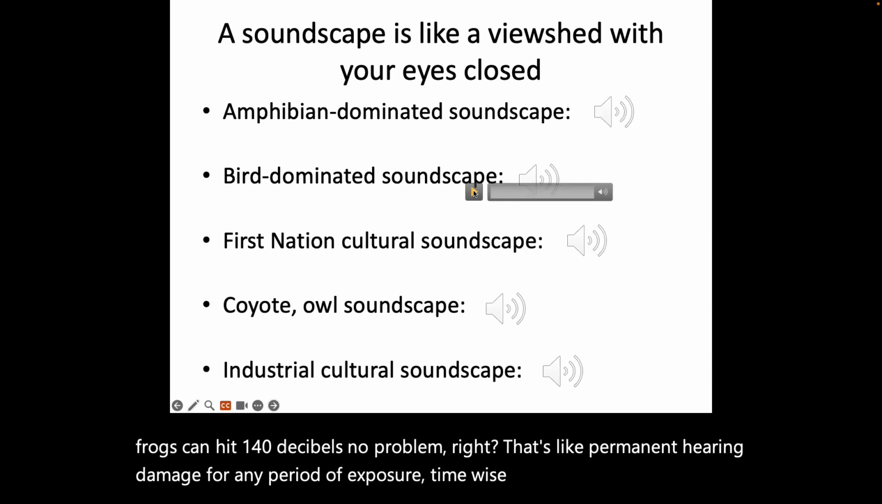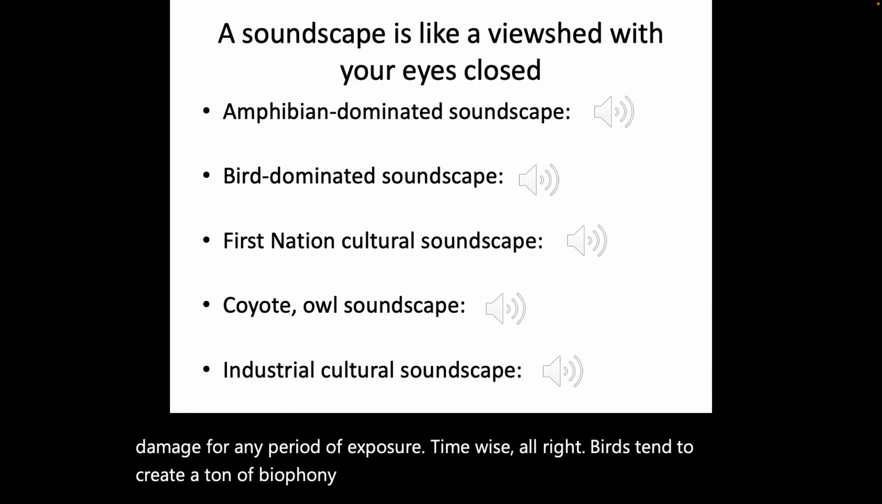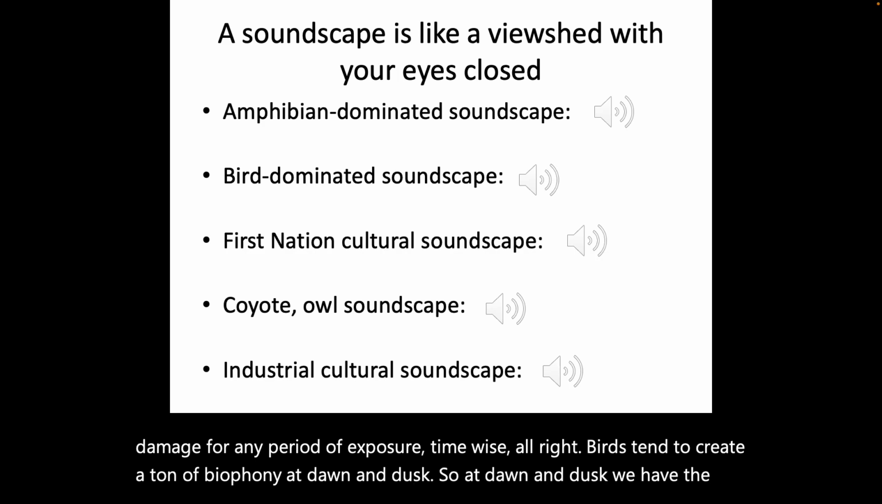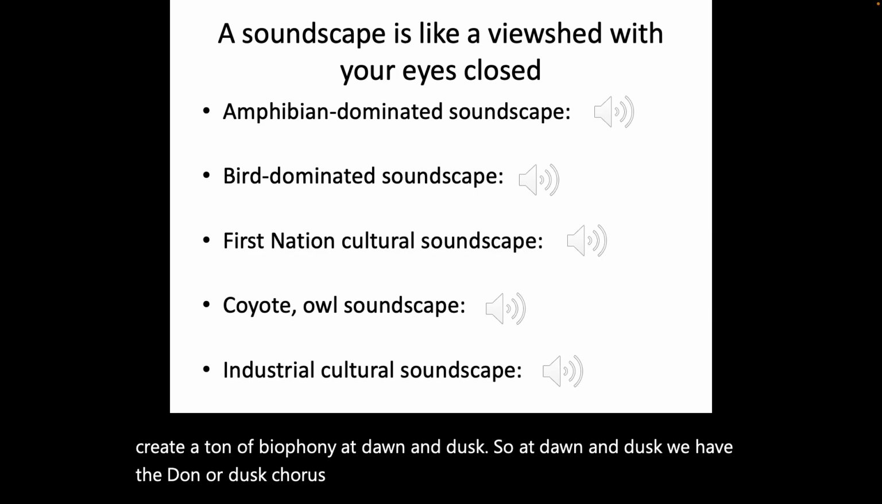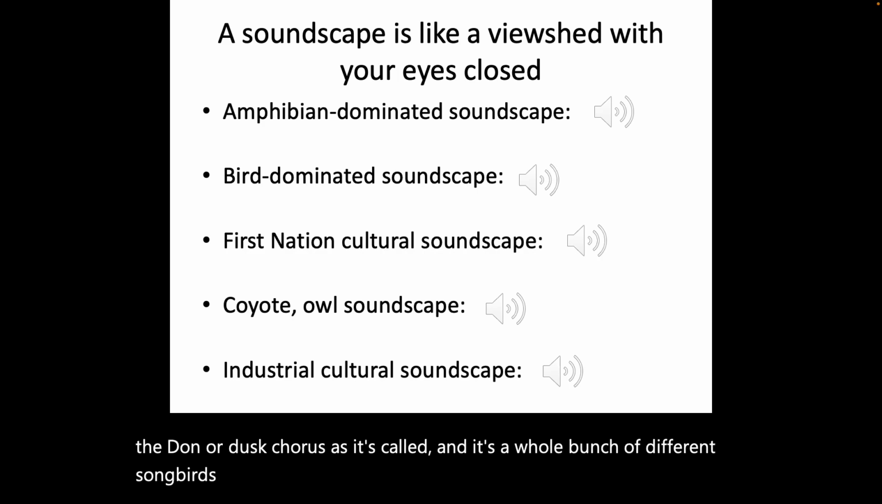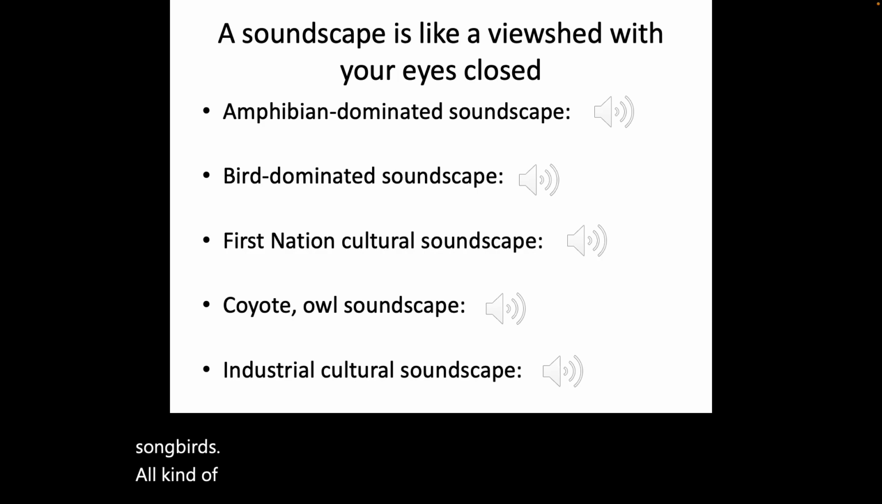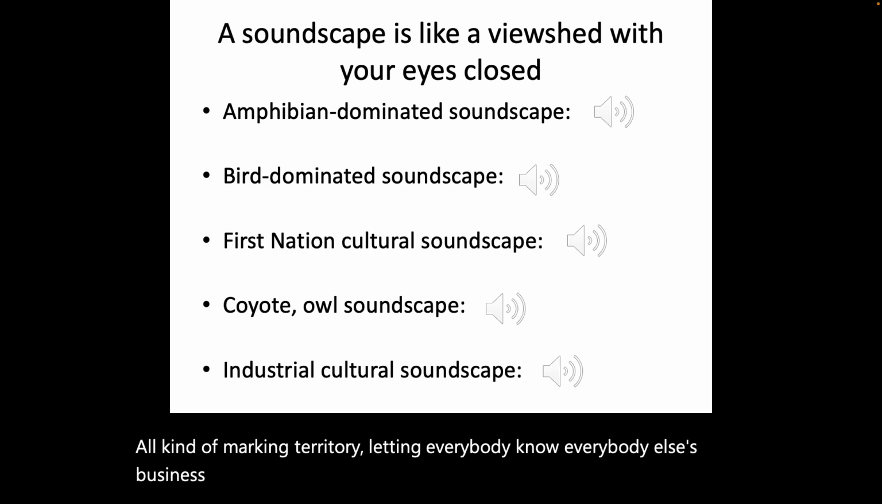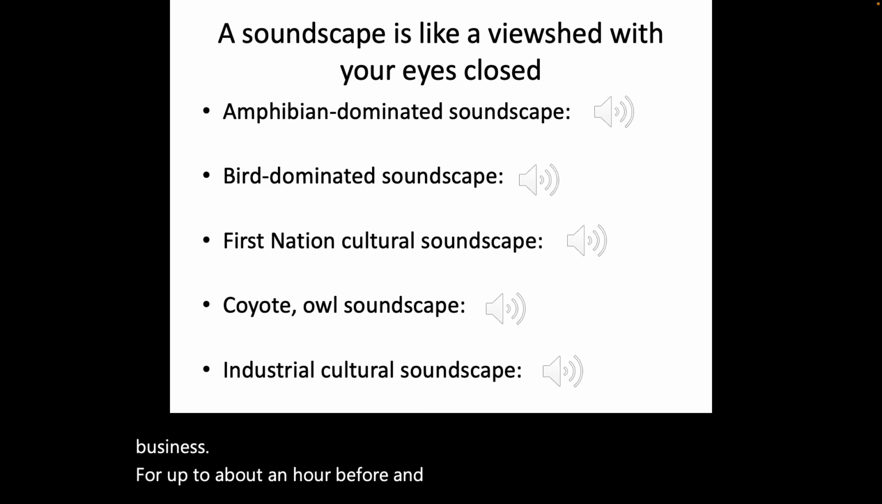All right, birds tend to create a ton of biophony at dawn and dusk. So at dawn and dusk we have the dawn or dusk chorus, as it's called, and it's a whole bunch of different songbirds all kind of marking territory, letting everybody know everybody else's business for up to about an hour before and after sunrise and sunset.